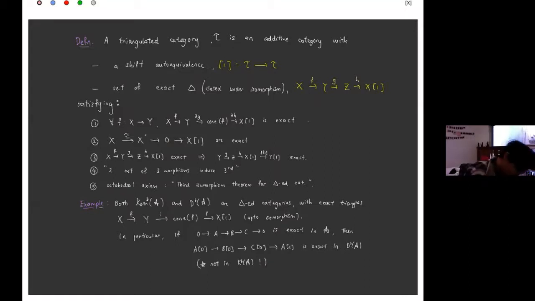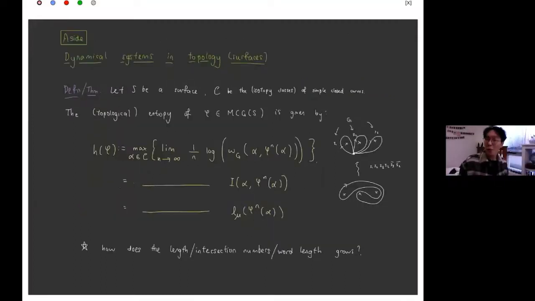All right. Before we jump into the dynamical systems and triangulated categories, I'm just going to quickly motivate things from the point of view of topology, in particular surfaces. Given the surface S, let me denote C as the isotopy classes of simple closed curves. There are three ways in particular that you can compute what is known as the entropy of a mapping class group element. Just quickly, a mapping class group element here is really just a diffeomorphism up to isotopy.